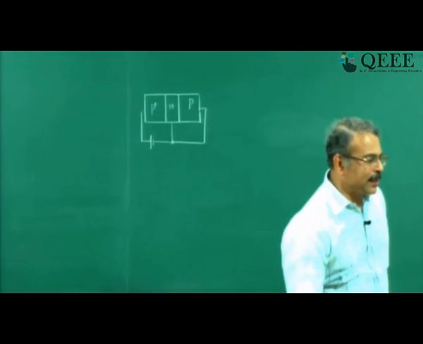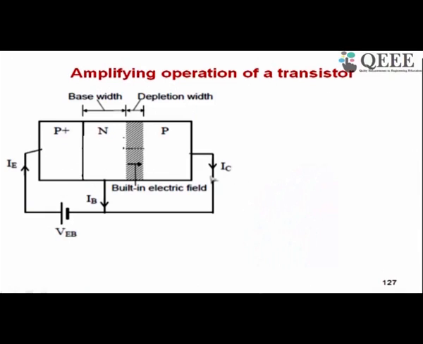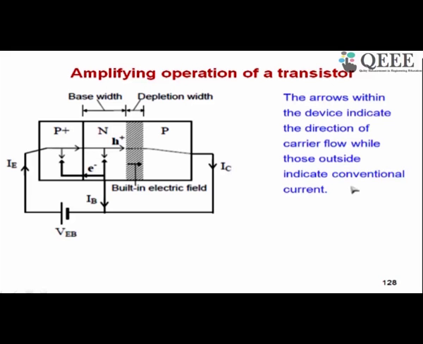The currents are shown here. You have an emitter current, base current and collector current. We need to understand how these emitter, base and collector currents are set up inside the device. So based on our understanding of p-n junction, we know that this is a forward bias p-n junction. So P region will inject holes into N region and N region will inject electrons into P region.